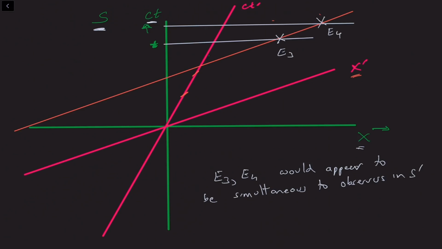And you can see that they are not the same grid line, which means that they intersect the time axis of the frame S at different time points. And therefore, the points E3 and E4 do not have the same time coordinate according to observers in frame S. So E3 and E4 are non-simultaneous events in the frame S.